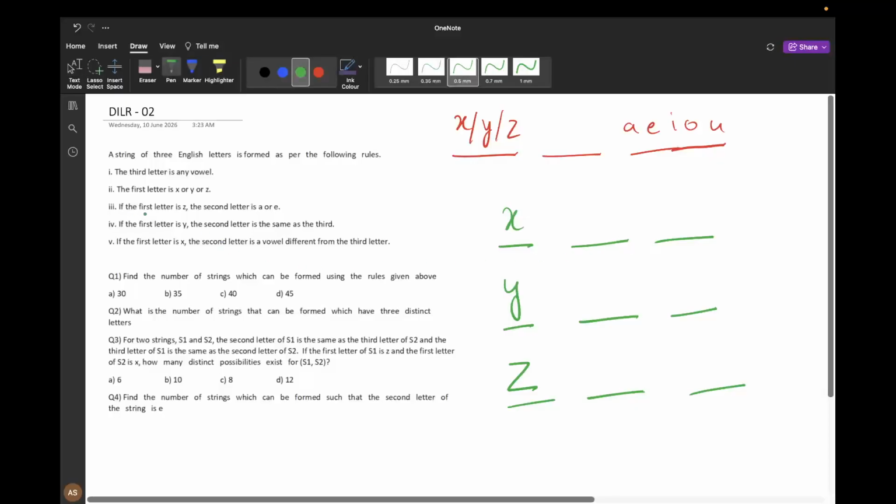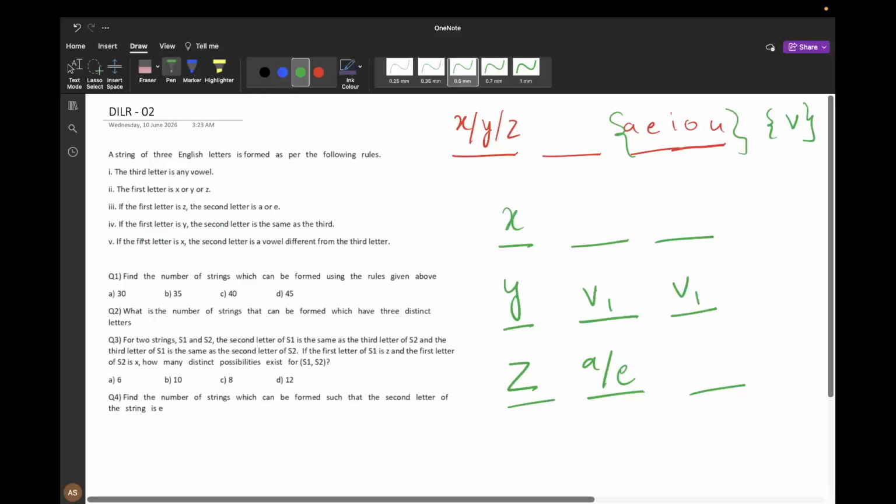Now, if the first letter is Z, the second letter is A or E. So this can either be A or E. Now if the first letter is Y, the second letter is the same as the third. Since the last letters are vowels, I'll consider this a set V. It's just for notation, don't worry. So if it is V1, then again this should be the same. Any from these vowels must come here. That means the same letter will also come at the second place.